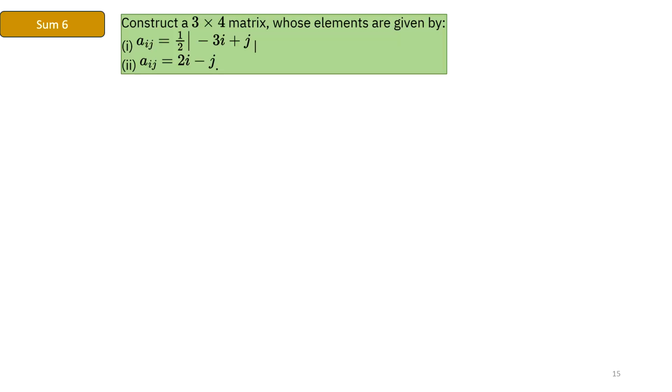Sum number 6. Construct a 3 by 4 matrix whose elements are given by Aij equals half of mod minus 3i plus j, and Aij equals 2i minus j.